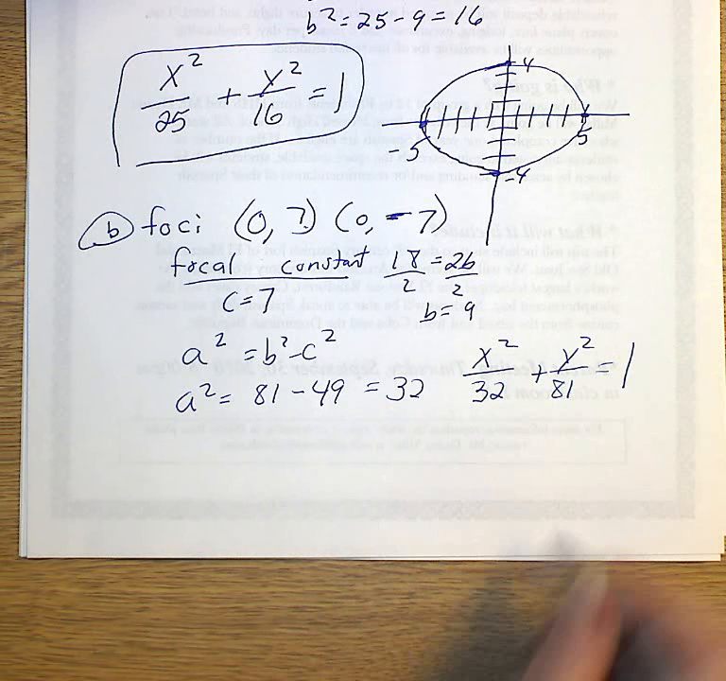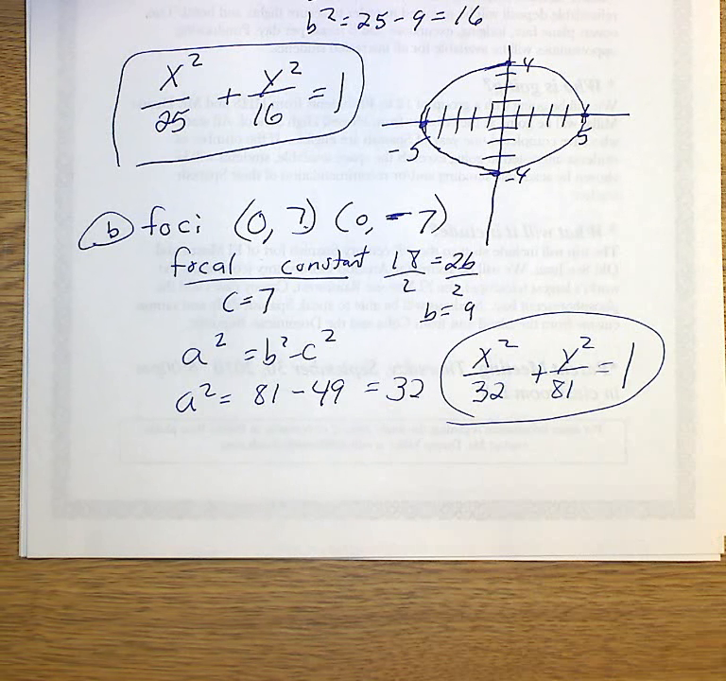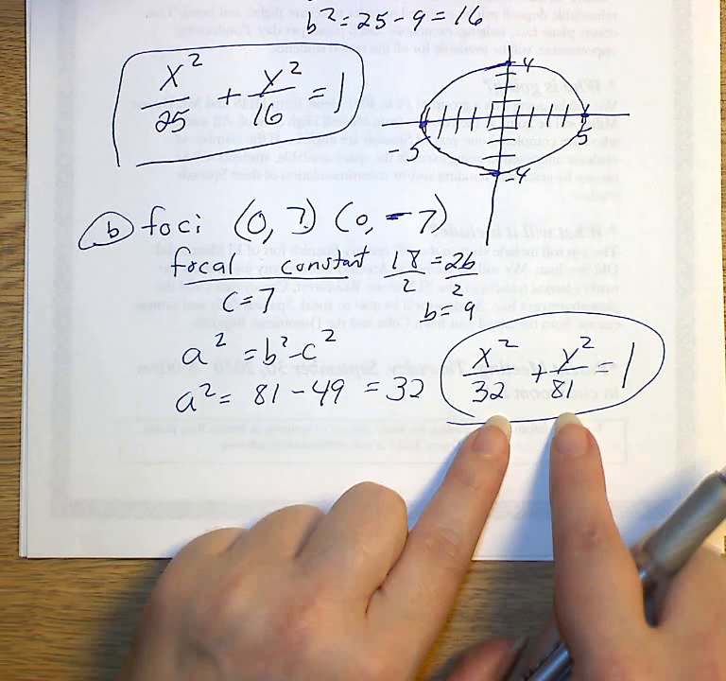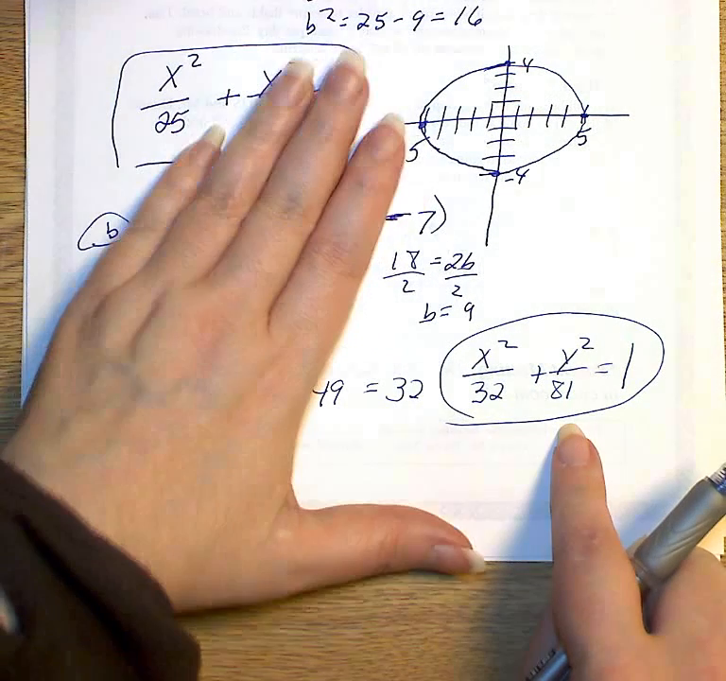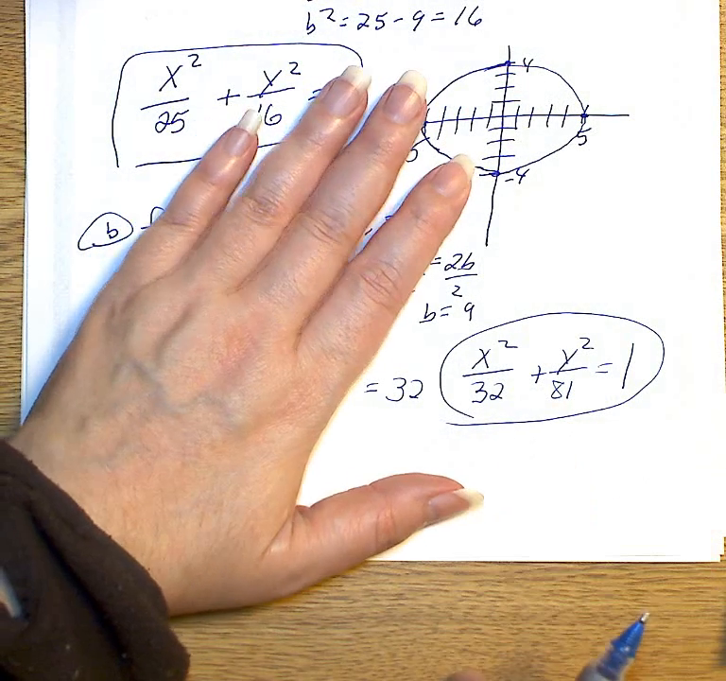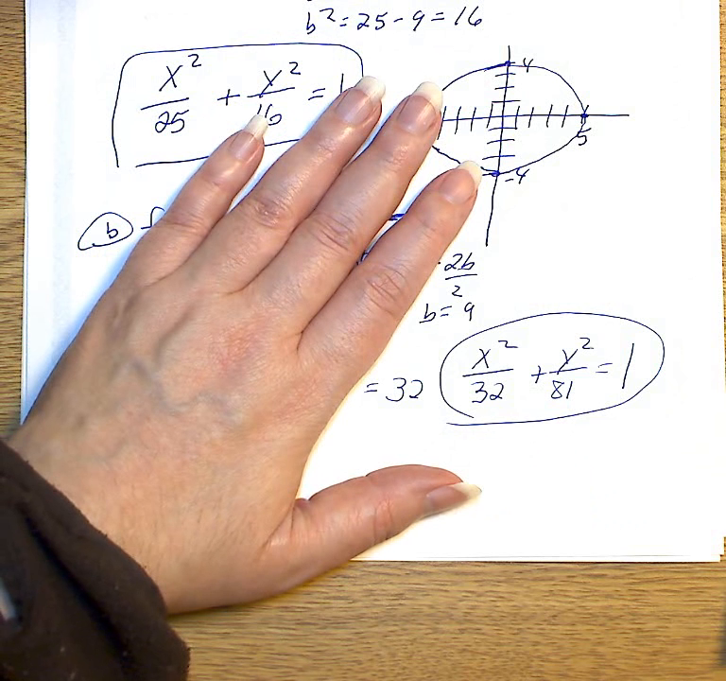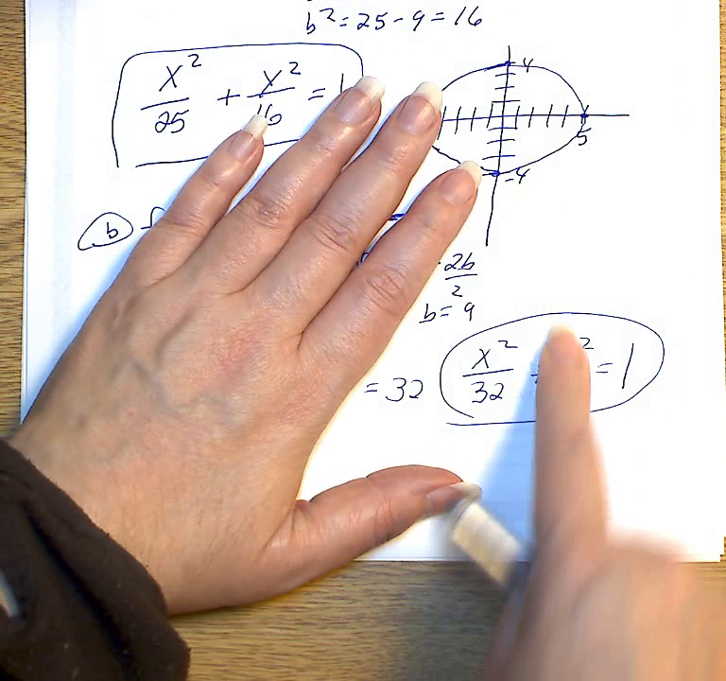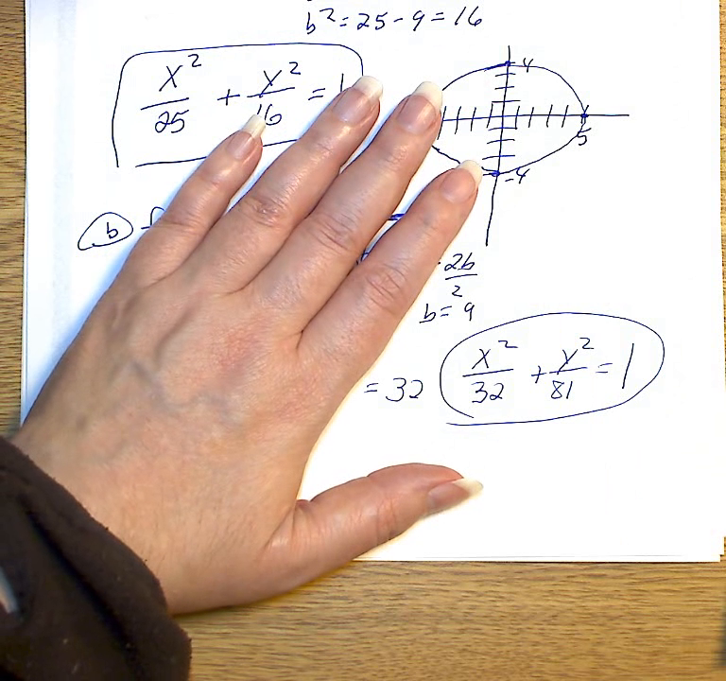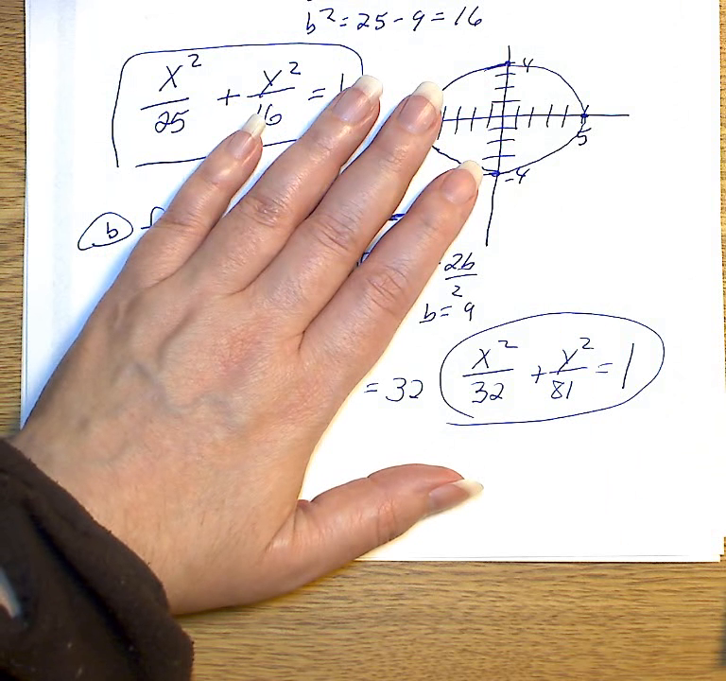Now, looking at this, you should be able to tell me a couple things. Looking at just my formula, what is my major axis? Y. Where is your foci, on your x-axis or your y-axis? Your y-axis, because it's always on your major axis. And what else did I want to know? Oh, how do I graph this?